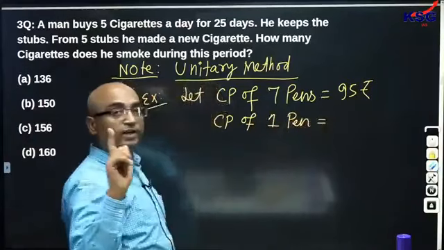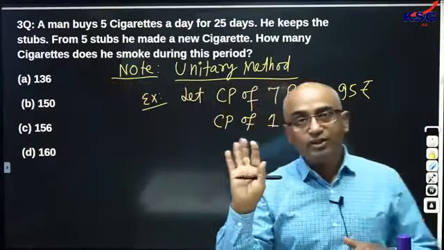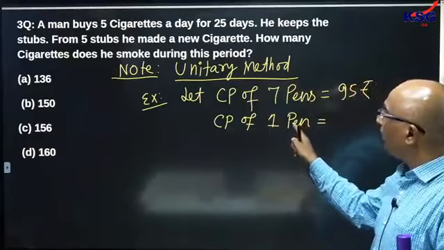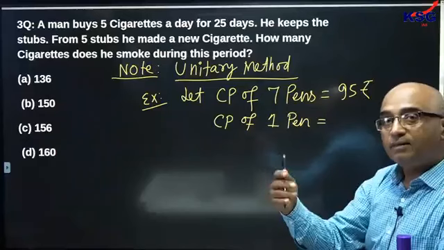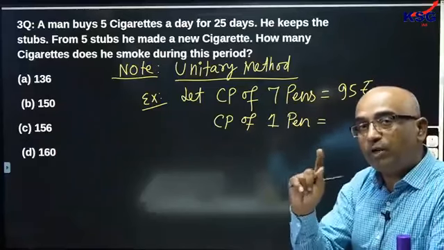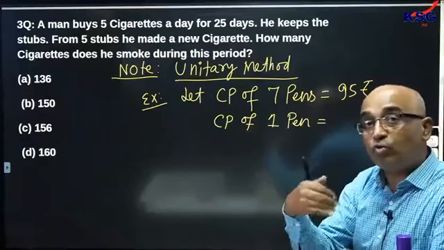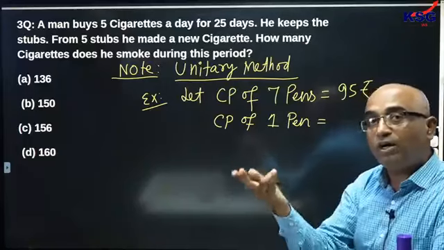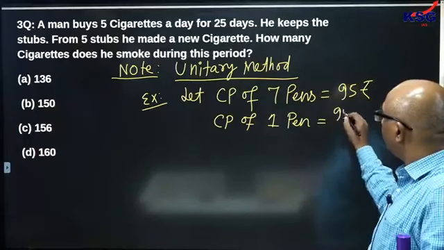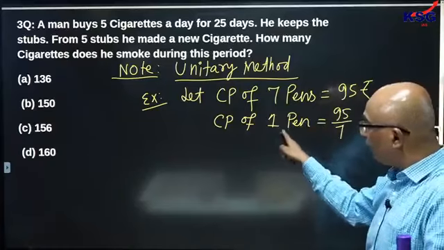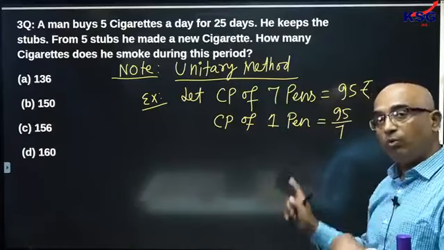Unitary means first find for 1 pen. So logically, the cost price of 1 pen must be less than that of 7 pens. Therefore, go for division, because division will give you a smaller answer. So 95 by 7.